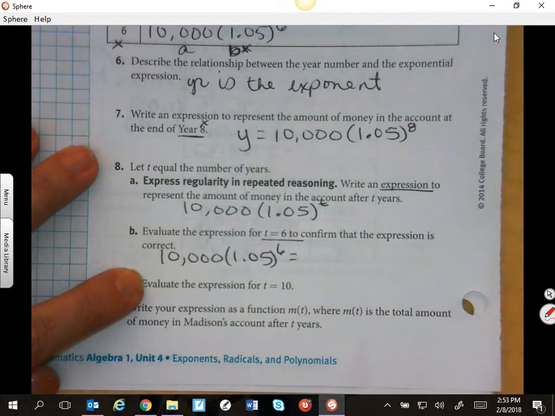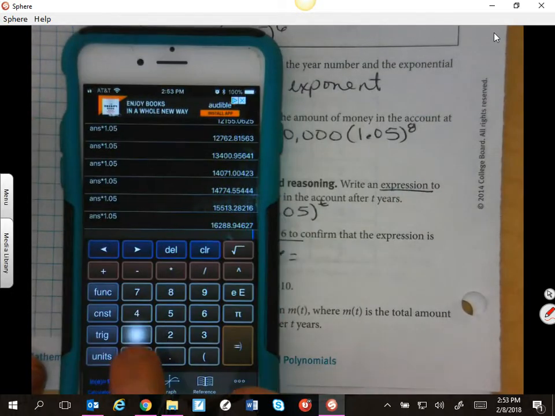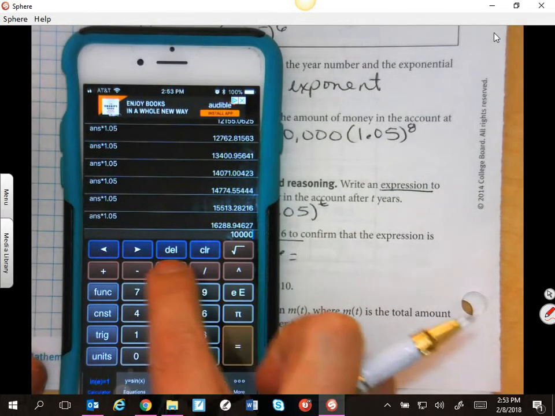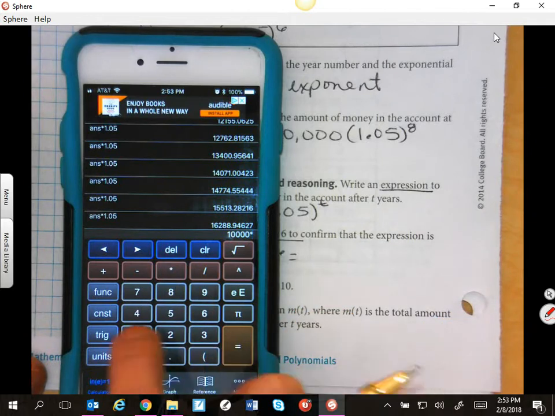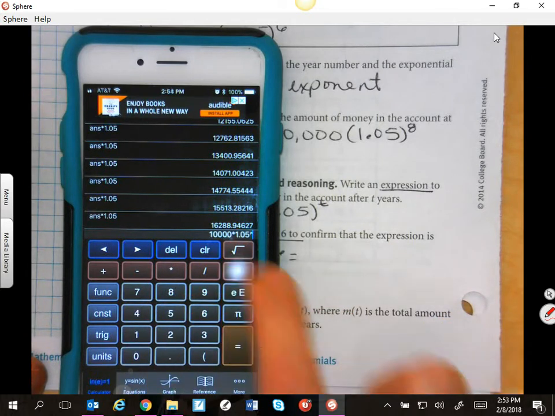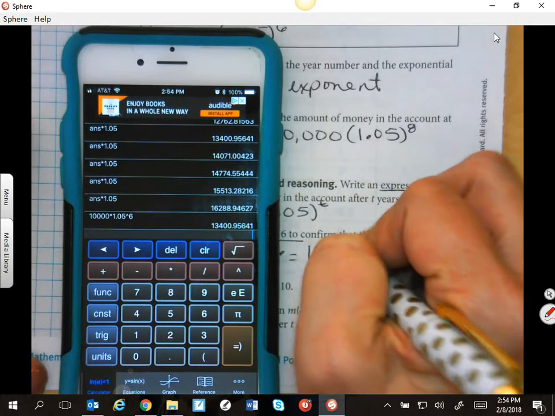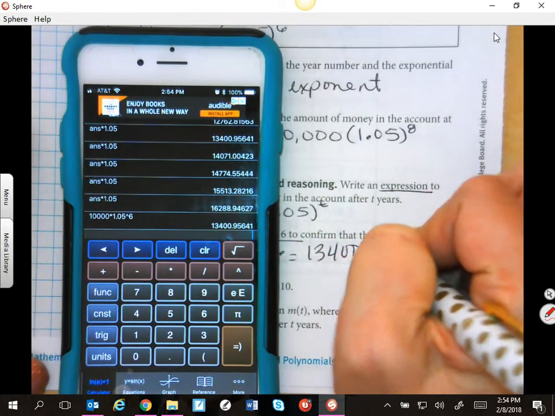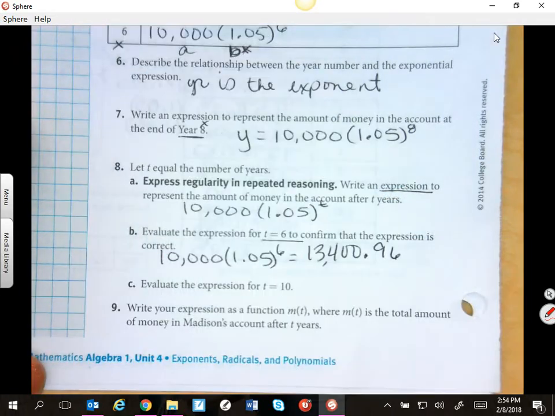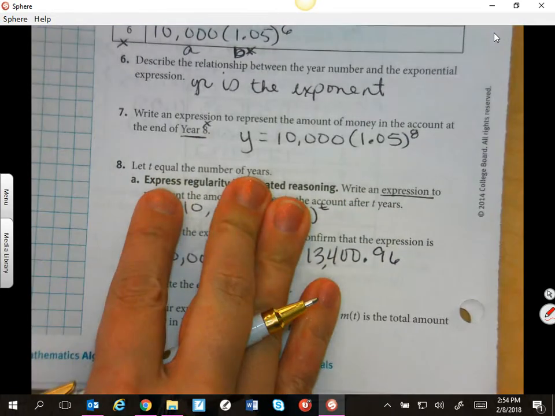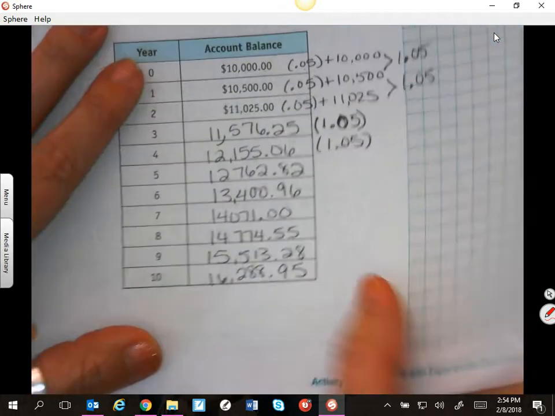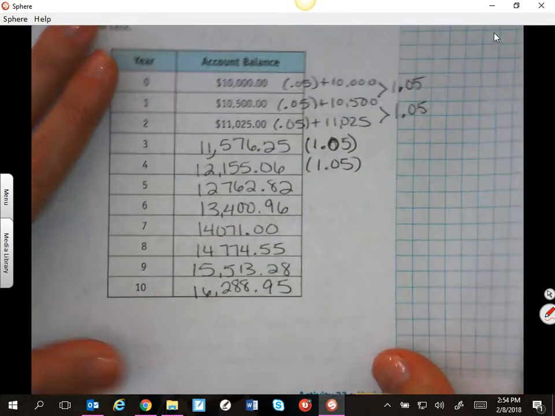And we're going to say, okay, let's say 10,000 times 1.05. Remember, here's your caret to the 6th power. And we get 13,400 and some cents. Well, let's see. Did we do this correctly? Flip your paper back over. That was your 6. Same exact answer.